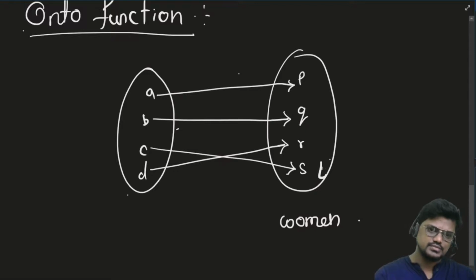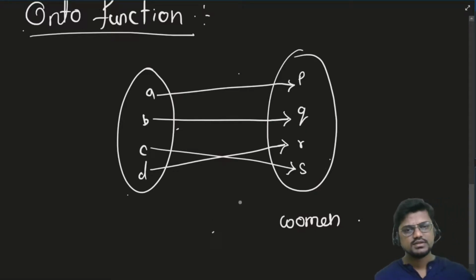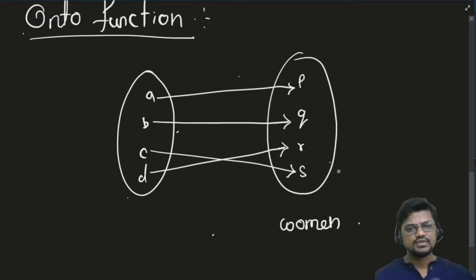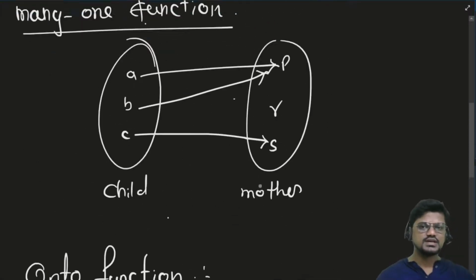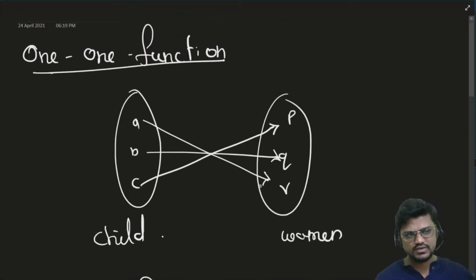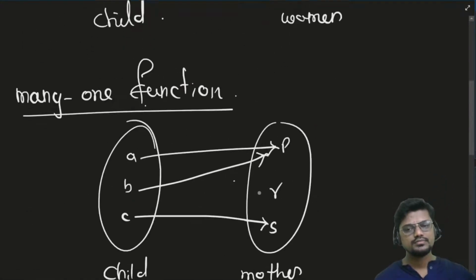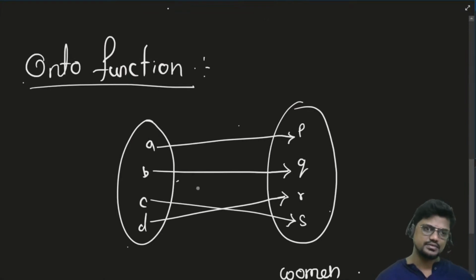Very good. That's it. So this is an onto function, but if there is any other woman who does not have a child, at that time we will say it is not an onto function. Fine. So these are the three types of functions which you need to know. Okay, whether it is a function or not. The first thing which you should know is whether it is a function or not a function. Once you know it is a function, which type of function is it? One one function, many one function, or onto function. I hope this is clear.